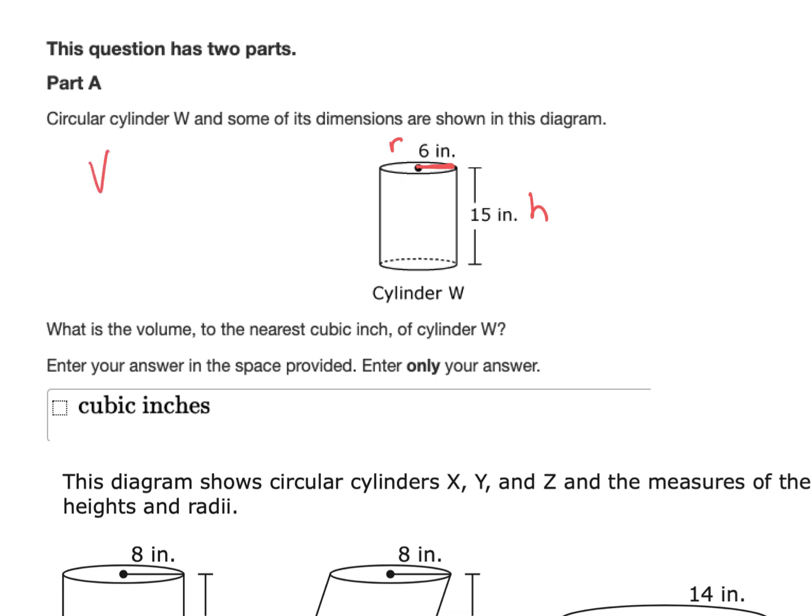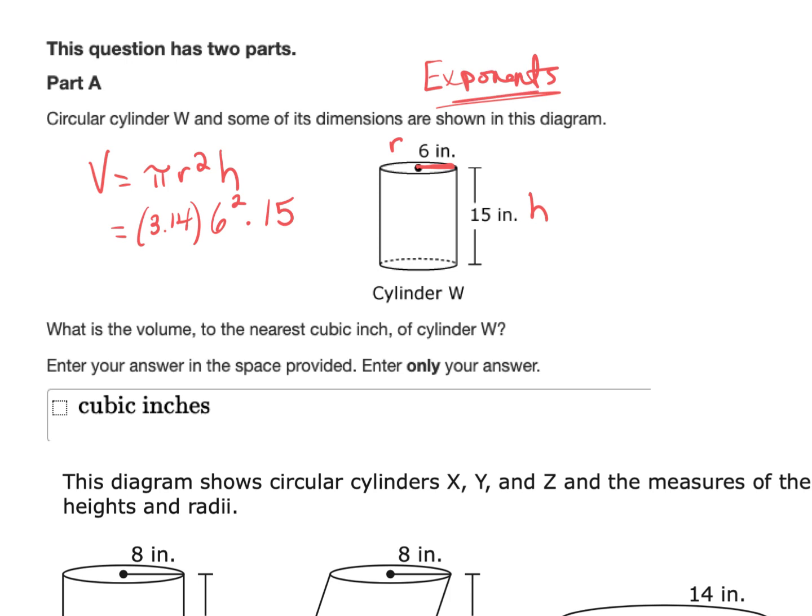So the volume of the cylinder is pi r squared h, and this is nice because we don't have any fractions. So pi is just 3.14. My radius is 6, and we need to square that. And then my height is 15. Okay. Always do exponents first.